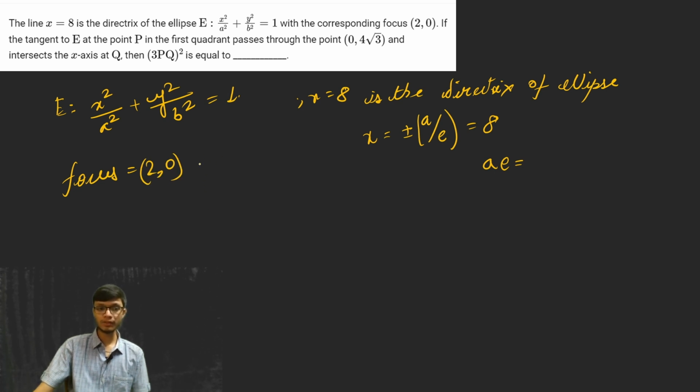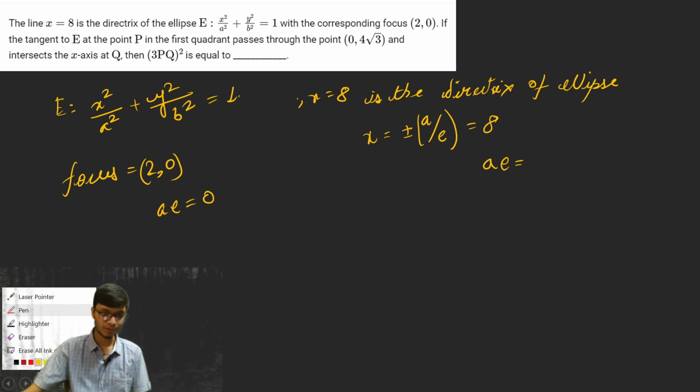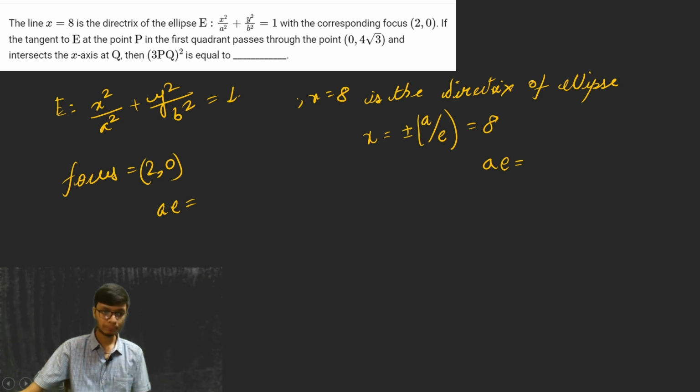Since this ellipse has its center at the origin, that means the other focus will be minus 2 comma 0 as well. All right, so from here I can also write ae is equal to 2, and also I have a by e is equal to 8. That means if I multiply both of them, I will get a square is equal to 2 into 8, that is 16, and from here I will get the value of a as 4.